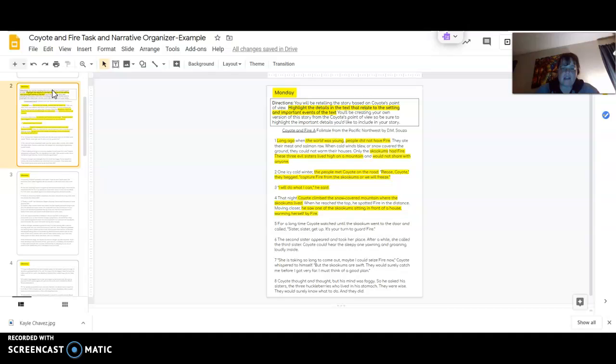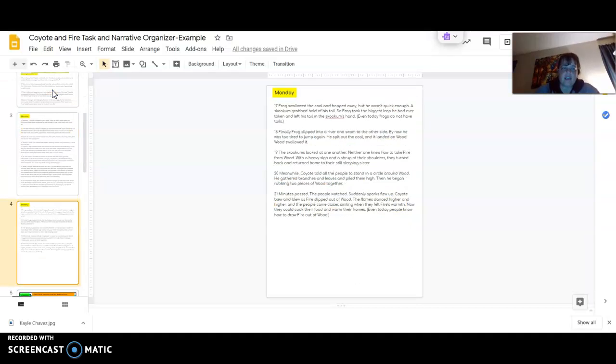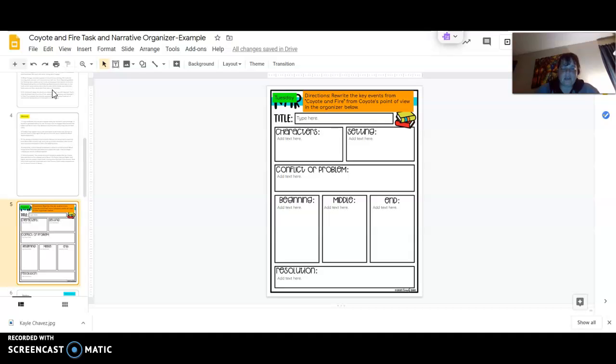So you should have some highlighted from this slide, and from this slide. So today you're going to take those key details. Well, really you're going to think about the whole story as a whole, and think about how the setting or those key events would be different if it were the coyote that had told that whole story. The title of that story was Coyote and Fire.